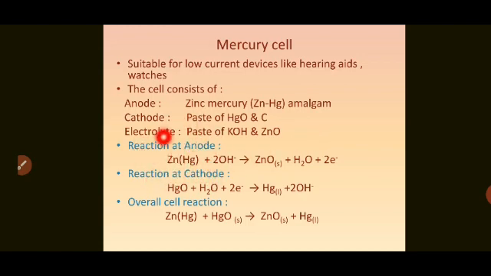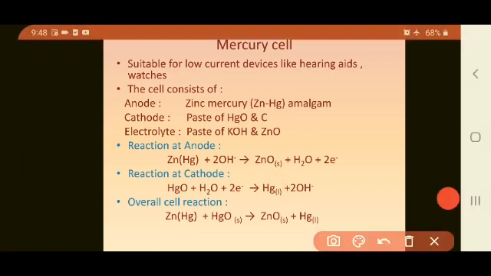Zinc mercury amalgam reacts with KOH, forming zinc oxide, that is, oxidation takes place, along with moisture or water. Whereas at the cathode, mercuric oxide reacts with water, forming mercury. So here the reduction takes place, and this is how we can write the overall reaction.